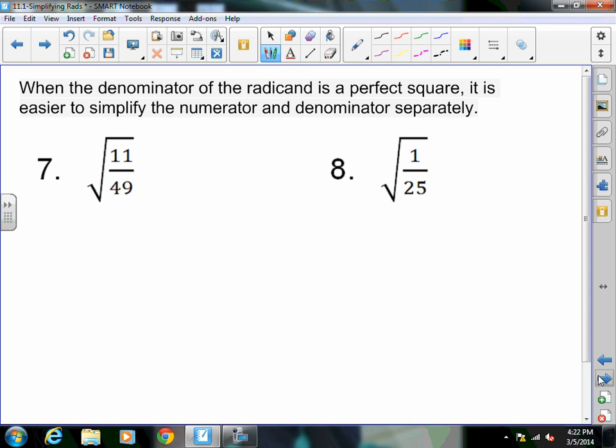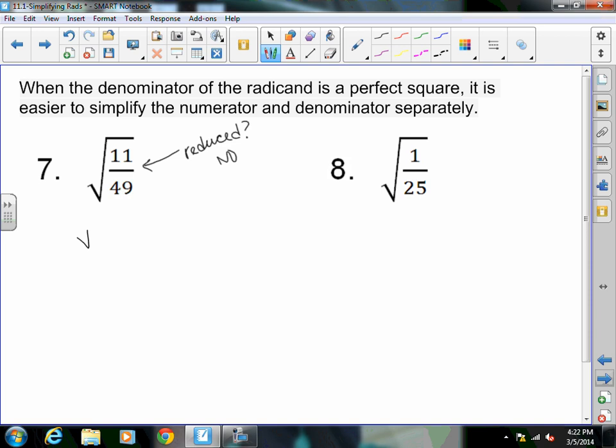All right, so here we go. We have the square root of 11 over 49. So maybe I would first look and see, can you reduce this fraction? So can 11 over 49 be reduced? The answer is no.